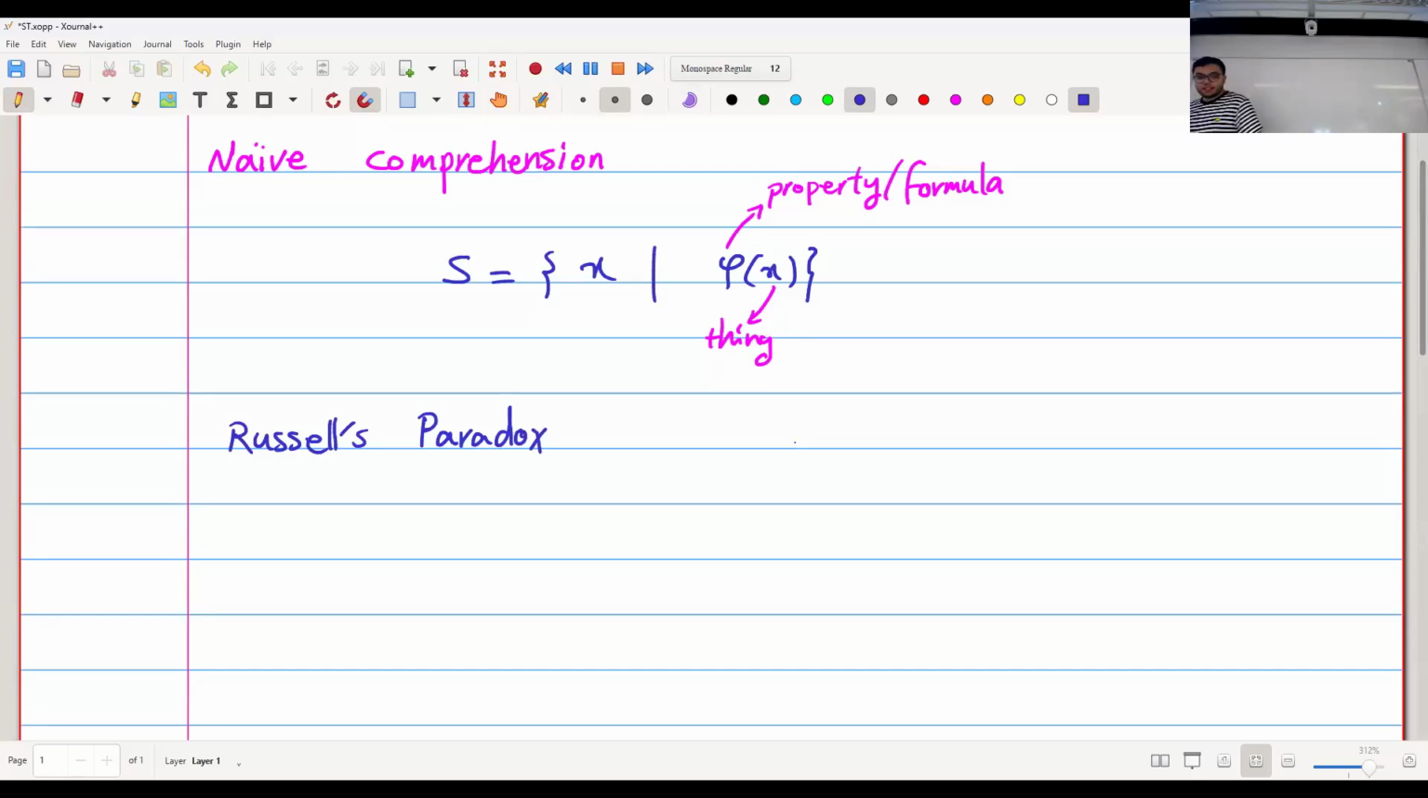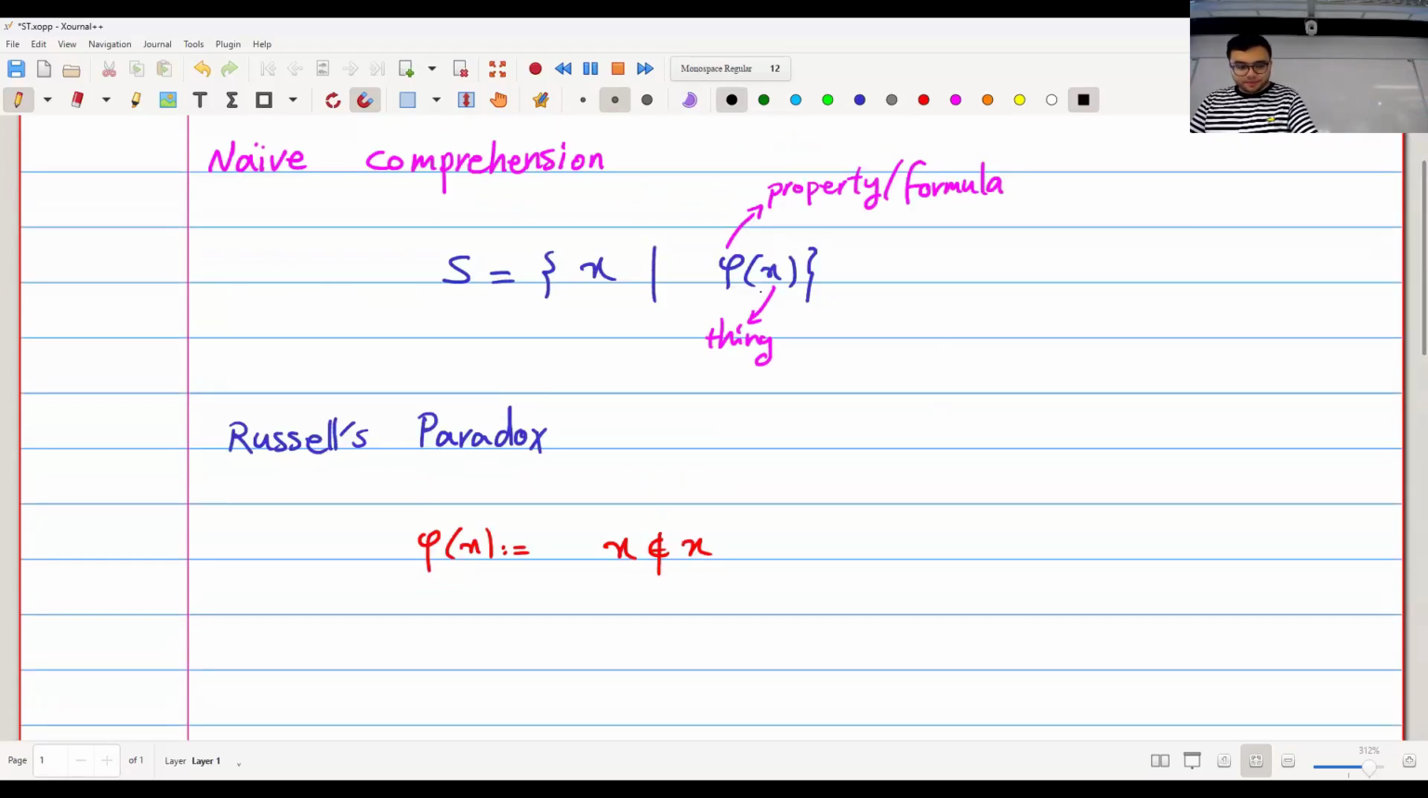Here's the thing. Suppose that the property that I'm looking at is this: phi of X is just the property that X is not a member of X. This is a property that makes sense. And honestly, for all the sets that we have seen so far, they were not members of themselves. If you look at the set of natural numbers, for example, it's not a member of itself. If you look at the empty set, it's not a member of itself because it doesn't have any members at all. Fine. But where's the paradox?